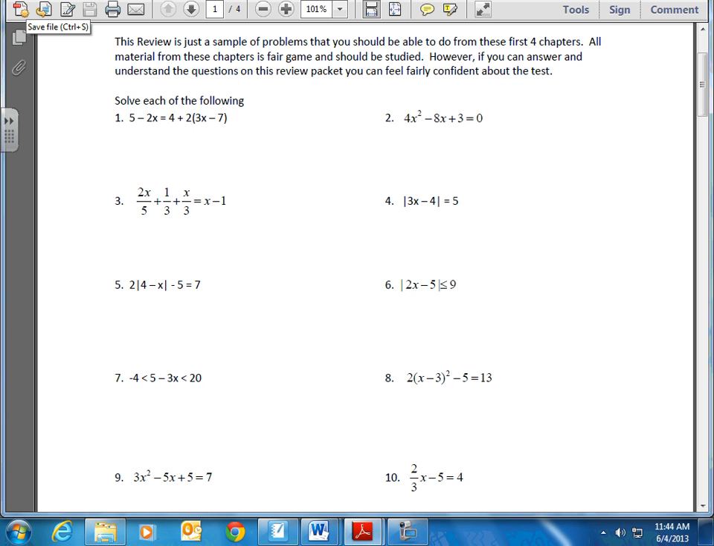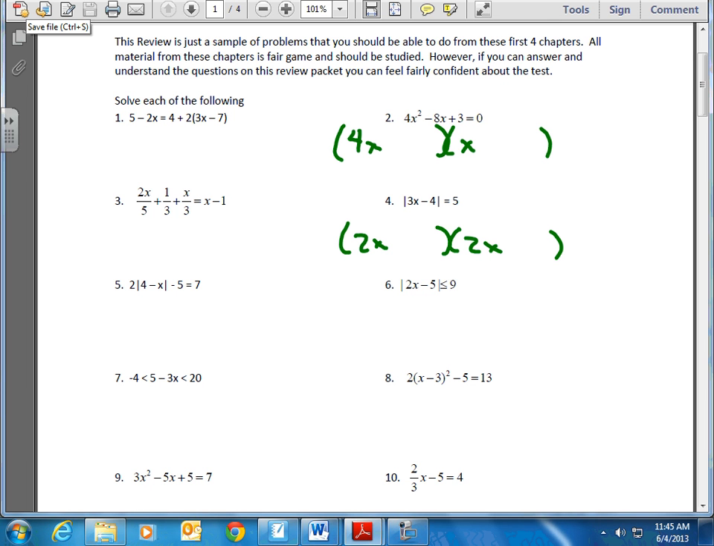I'm going to try to factor it. If it doesn't factor quickly, I'm going to dump it into the quadratic formula. Factoring. My possible factors of 4x squared are 4x times x, or it could be 2x times 2x.